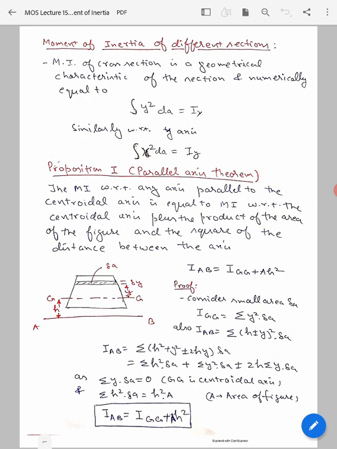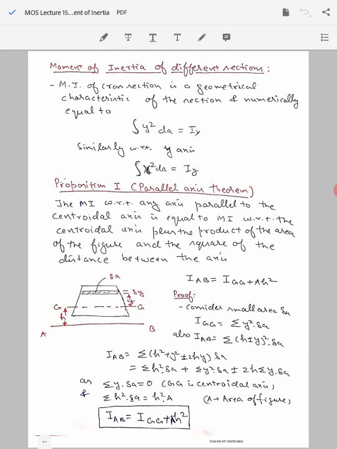Let's first start with what the moment of inertia is. The moment of inertia of a cross section is basically a geometrical characteristic of that section. If we want to find the moment of inertia about the x-axis, it is equal to the integral of y square dA. That means you take small elementary areas and their distances from the x-axis, square them, multiply with the corresponding areas, and sum all of these. You obtain the moment of inertia of the section about that axis.